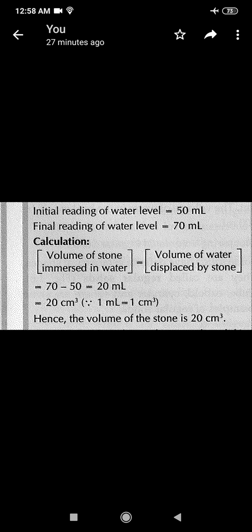So, the volume of solid will be 70 minus 50, which is equal to 20 centimeter cube, or you can say 20 milliliter. This is how we find out the volume of a solid having irregular shapes.